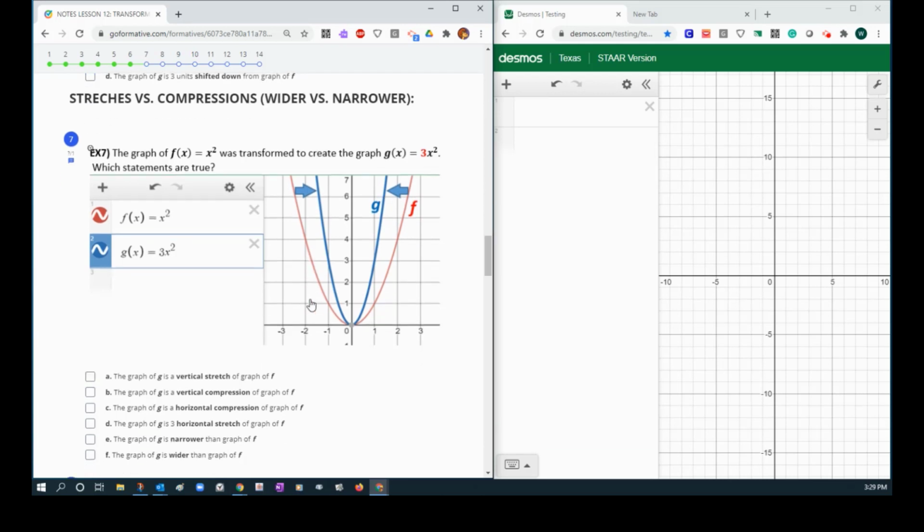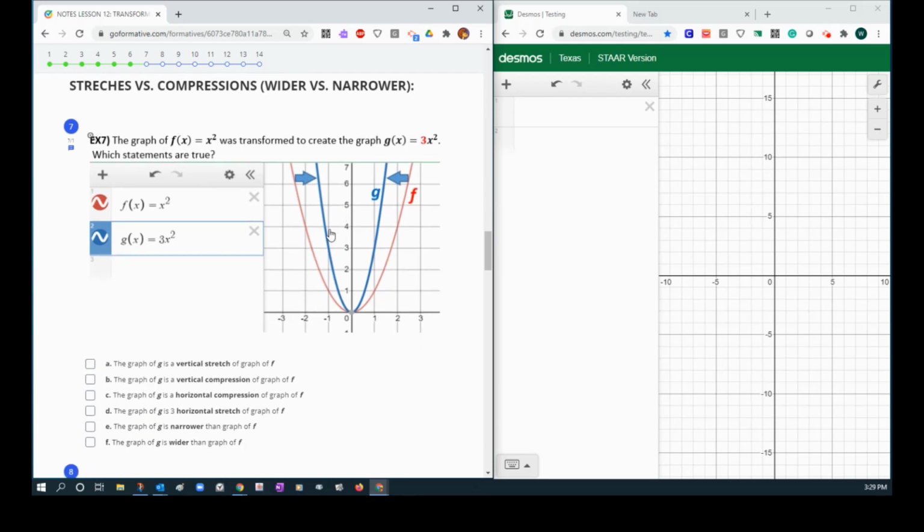So in this situation, whenever you have a number here that is bigger than 1 and there's no parentheses, we say that there was a vertical stretch. Also notice that the graph became much narrower. So graph G became narrower than graph F. So right there, G is narrower than graph F.